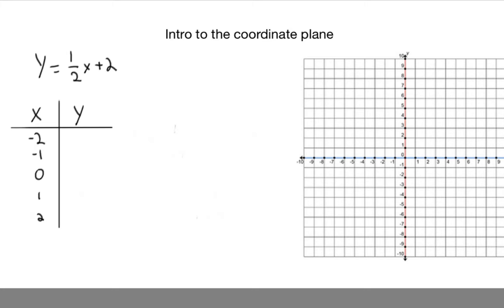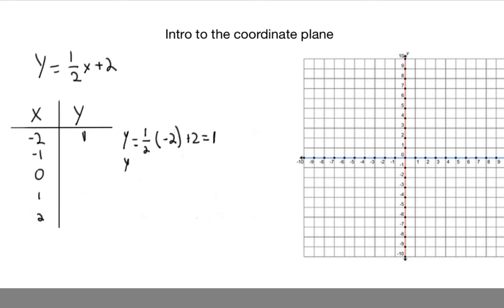Okay, so hopefully you guys have now at least tried the problem out on your own. Let's work through it together. For the first one, we have y equals 1/2 of x, where x is equal to negative 2, plus 2. So 1/2 of negative 2 is negative 1. Negative 1 plus 2 is 1. Put a 1 over here.